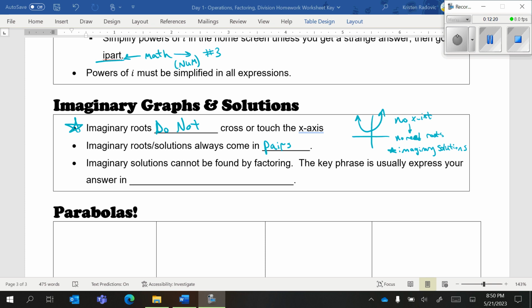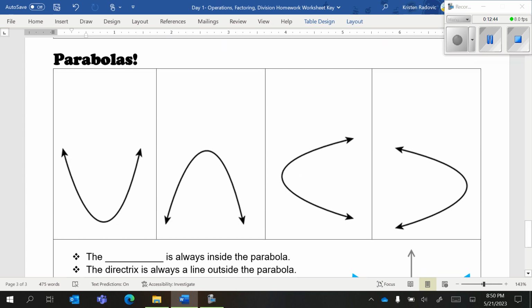Now, imaginary solutions cannot be found by factoring. The key phrase that will usually give you that your answer will be imaginary is "simplest a plus bi form." So you could try using the quadratic formula possibly to solve. Last thing we're going to go over is parabolas.